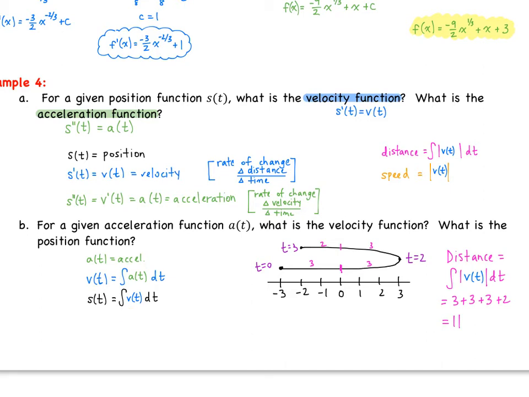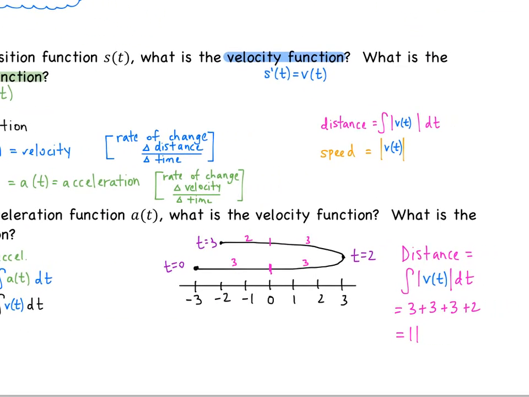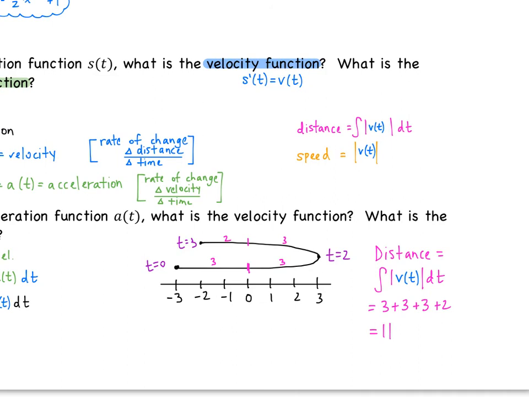Okay? Now, let's suppose we look at this diagram and we talk about distance. Let's suppose at time t equals 0, our position is at -3.